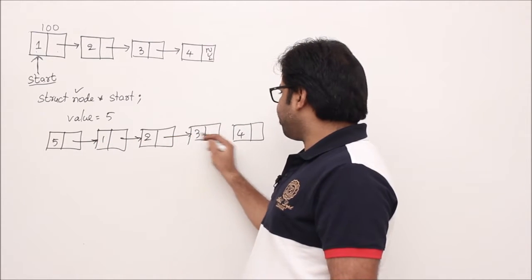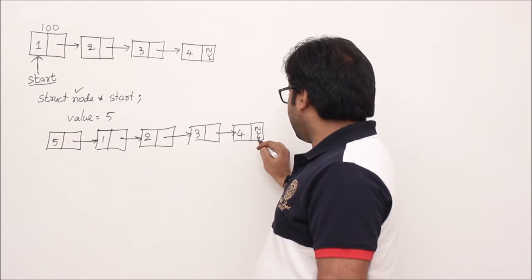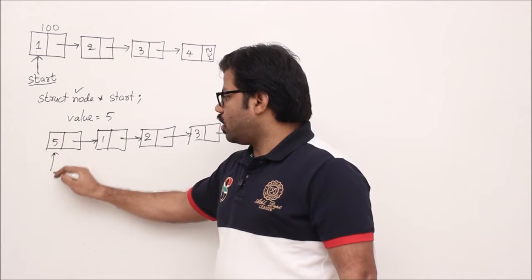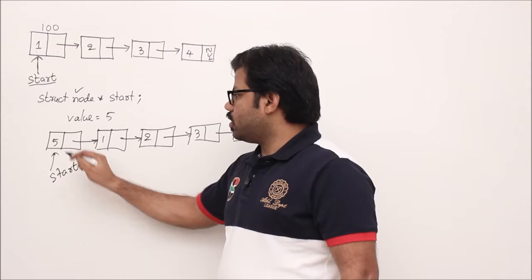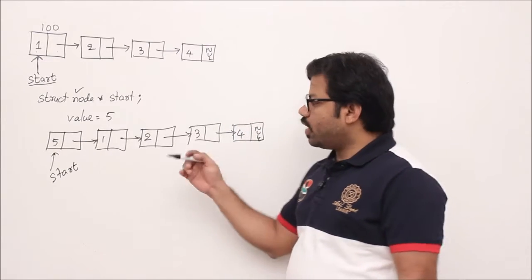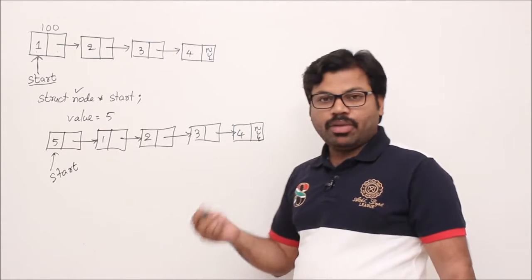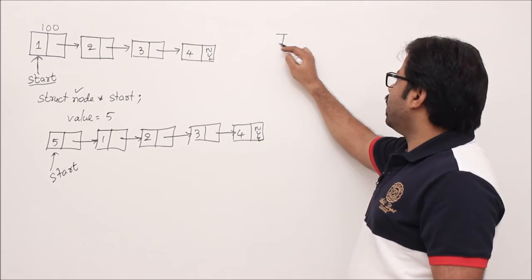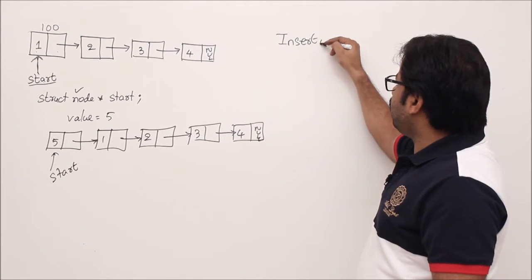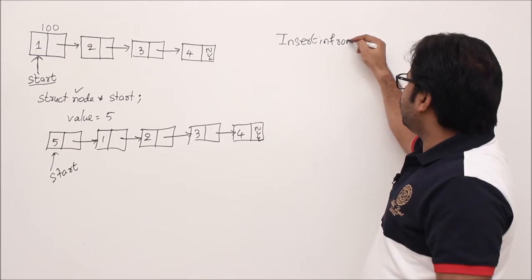Let's say this is none. This is what I am expecting, and start should point here, right? So this is the output. How to do that? For that we have to implement a method. That method name is, let's say, insert in front. And what parameters will be given for insert in front?